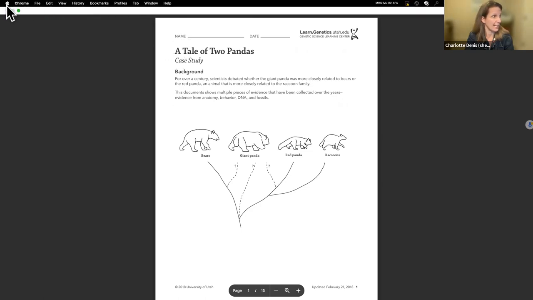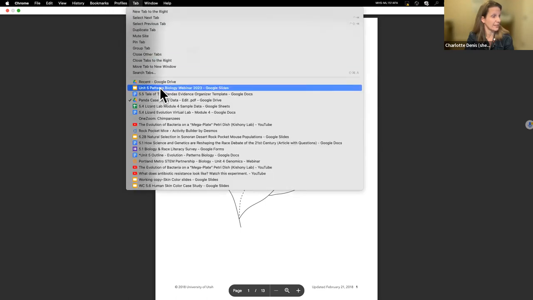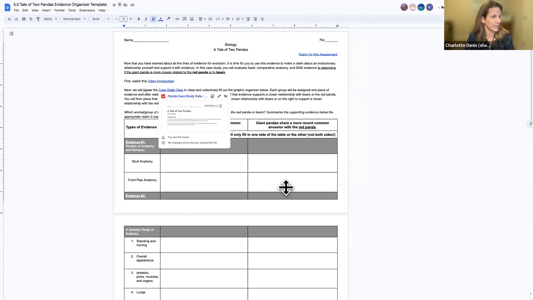But I also then had them jigsaw. You could also do it with jigsawing the data. Let me go back to this organizer template. What I did here is that I had one copy of this document per class, and each group was responsible to fill in their section of evidence, right?